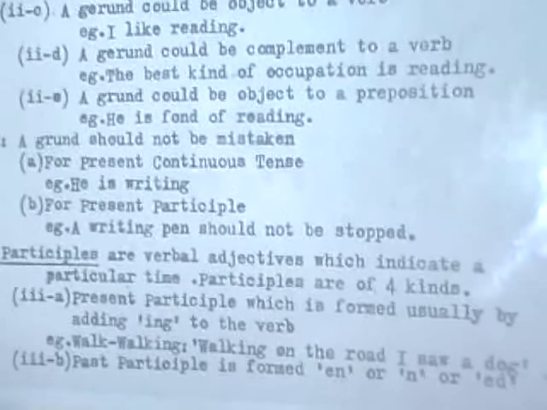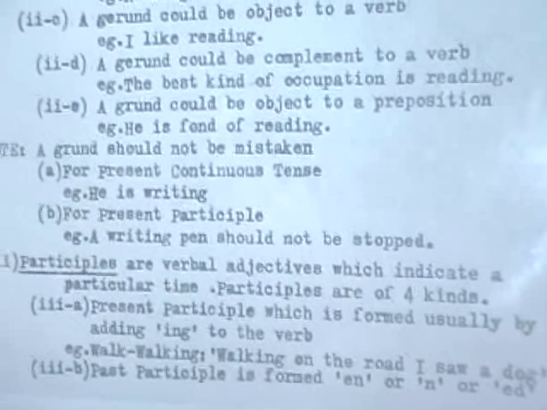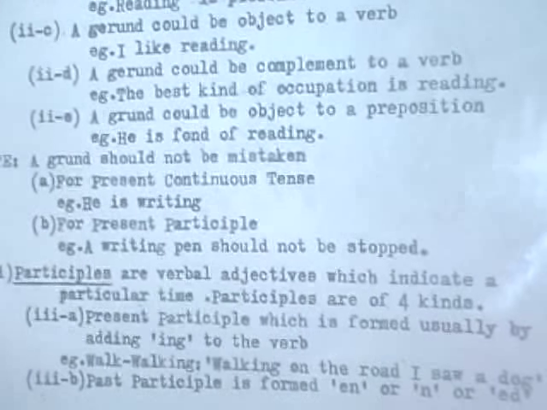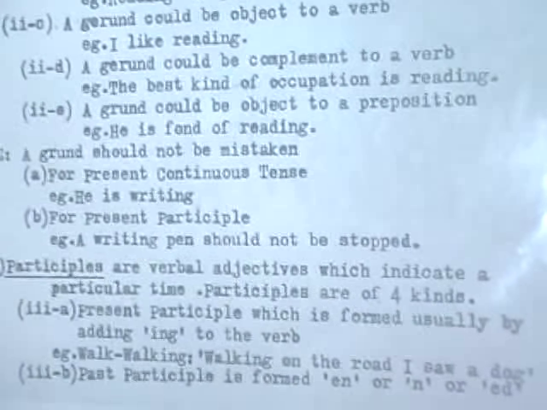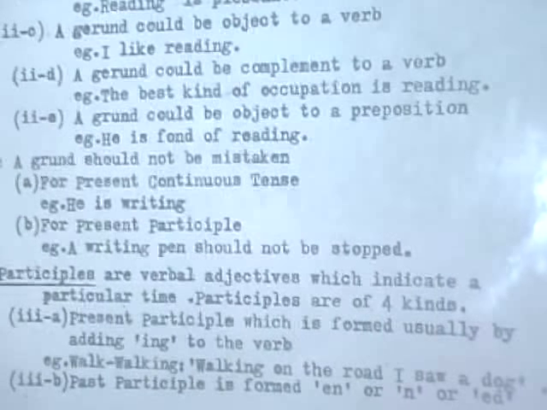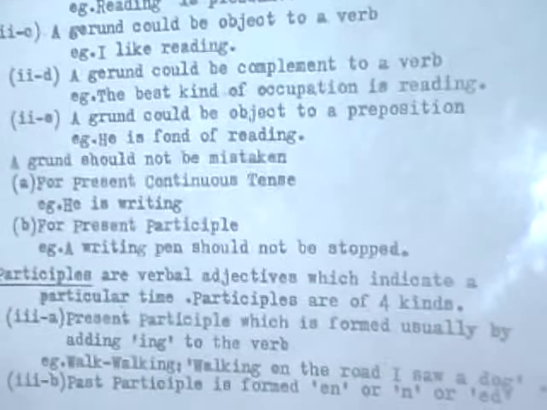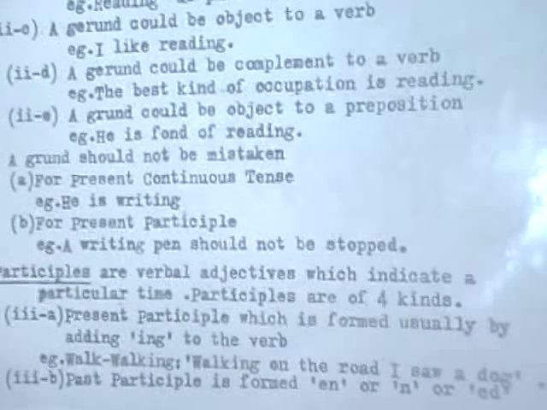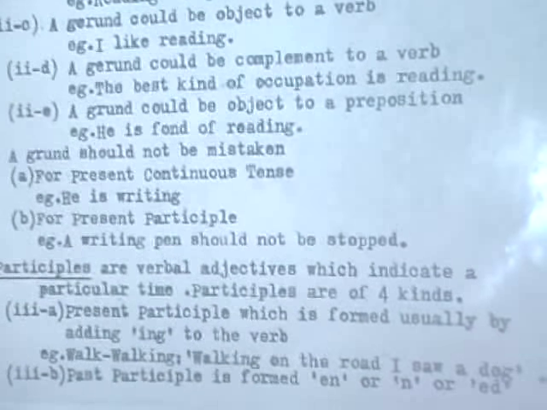Participles are verbal adjectives which indicate a particular time. Participles are of four kinds. Present participle, which is formed usually by adding ing to the verb. Example, walk, walking. Walking on the road, I saw a dog.